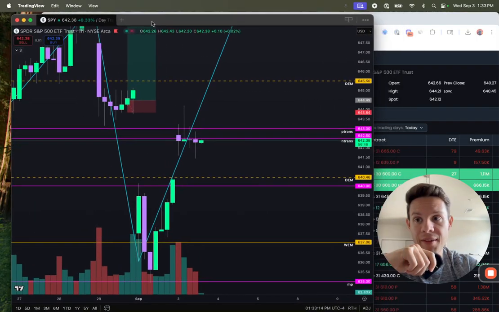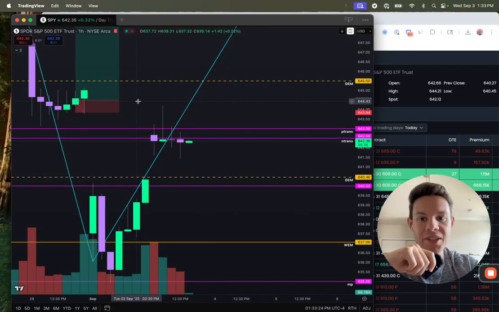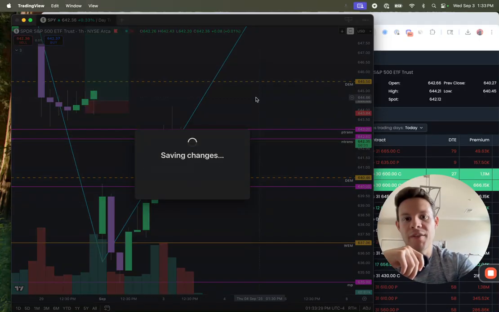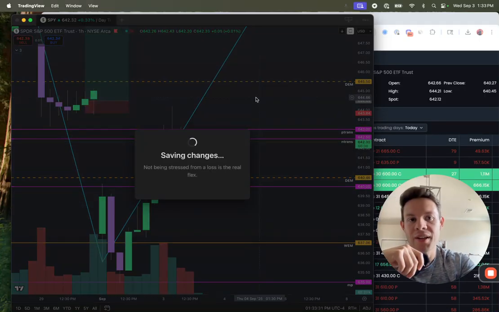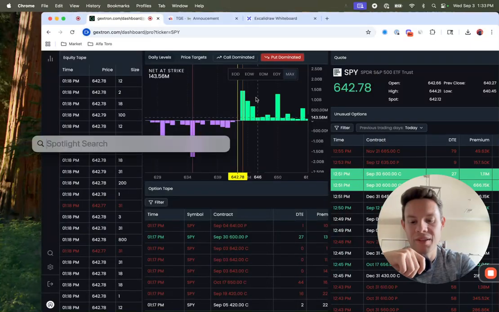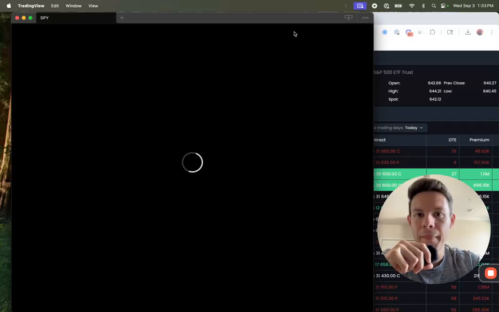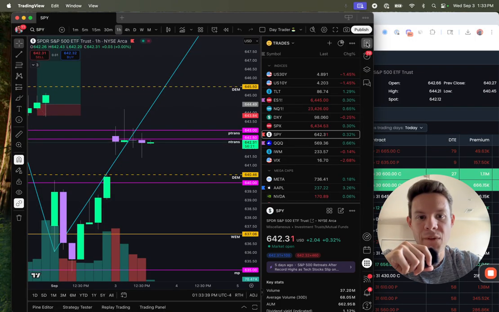What happened to this? Let me see what's going on with this. I don't even know what happened here. Anyways, you can see that it's struggling to get in here. Let me see if I can refresh TradingView because it's kind of wonky looking right now. I don't have my toolings. Okay. Cool. All right, there we go.